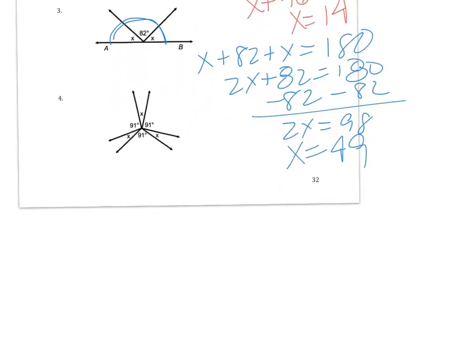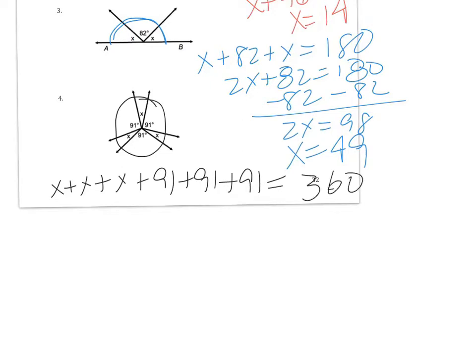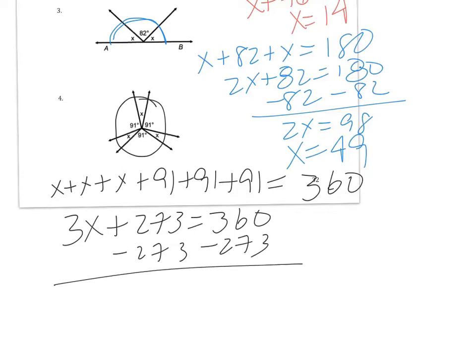And then we just have one last example. I'll do it in black. We know that these angles all the way around here add up to 360. So I'm going to write x plus x plus x plus 91 plus 91 plus 91 is equal to 360. I wind up with 3x plus 273 is equal to 360. I'm going to subtract 273 from both sides, and I wind up with 3x is equal to 87, and then I divide by 3, and x is equal to 29.